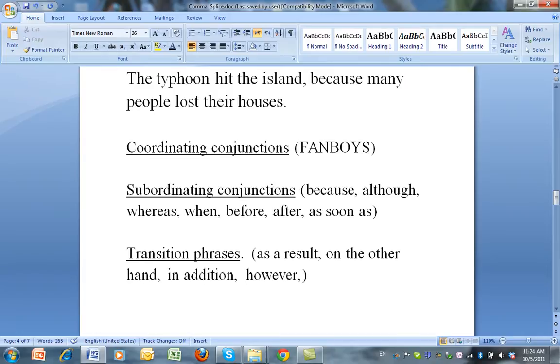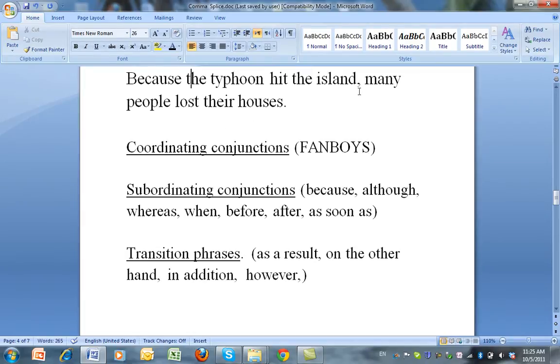What do you think? Certainly you should be shaking your head because it doesn't make any sense at all. If I put so here, that works. But if I'm going to use because, I need to change the order of the sentence. Let me get rid of this. I'm going to put it here, and I'm going to make this a capital. Because, I'm going to make that small, because the typhoon hit the island, comma, many people lost their houses.